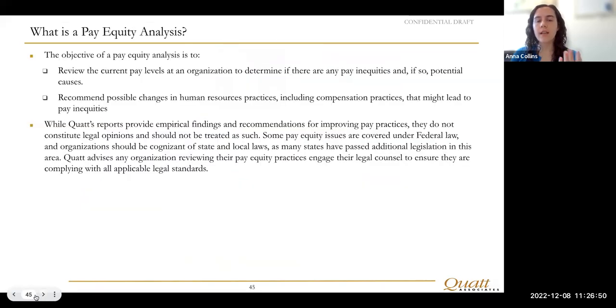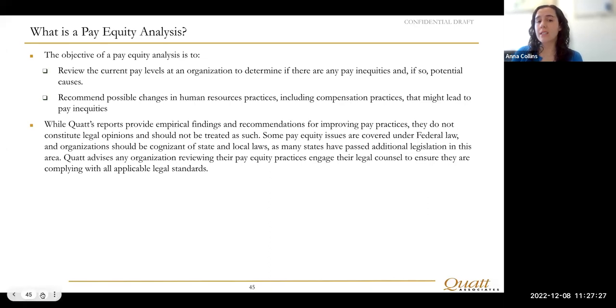And as we go to the next slide, this is an intro to what a pay equity analysis is and is not. The way that we look at pay equity analyses, they're a way to review current pay levels at an organization to determine if there are pay inequities, at an individual level or at a broader, more systemic level. And if so, what potential causes might be, and a chance to recommend possible changes in human resources practices. That could be compensation practices, hiring, promotions, how jobs are leveled, job descriptions, things like that, that might be creating or helping to prevent those pay inequities.